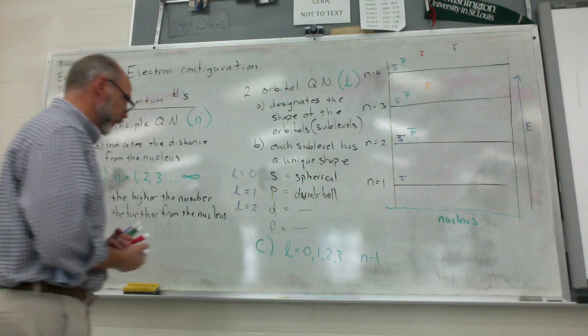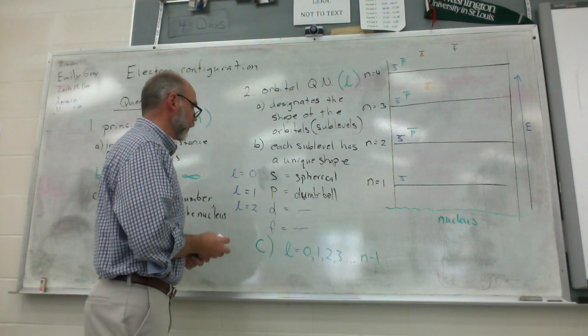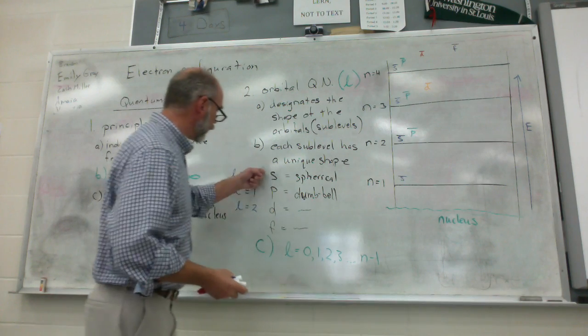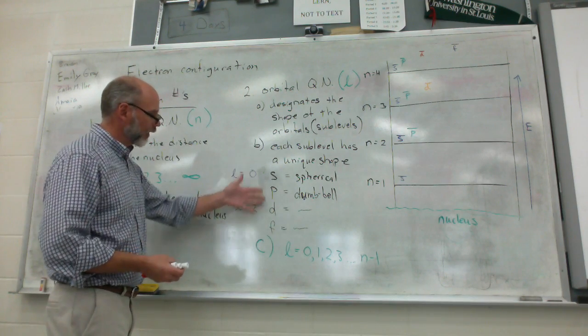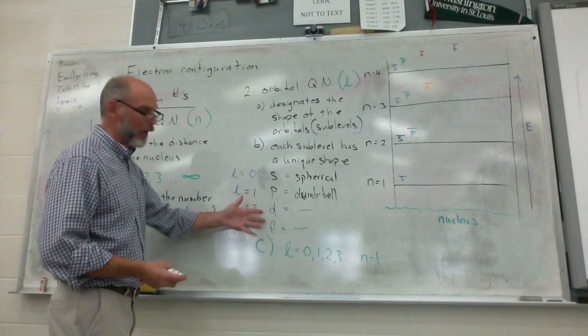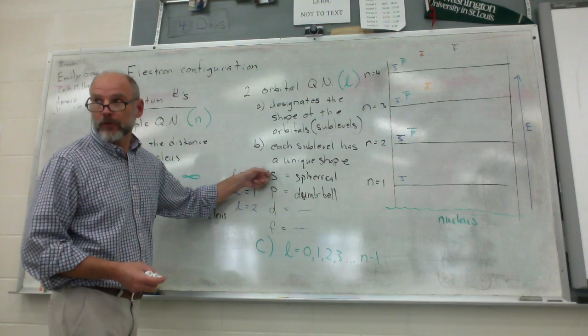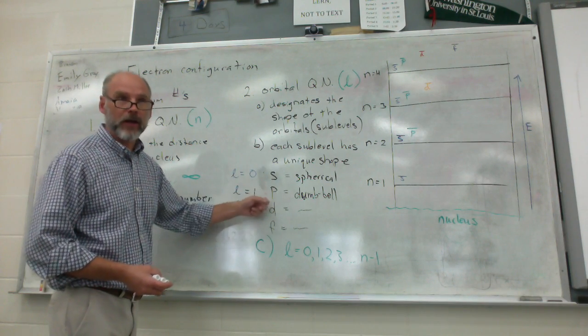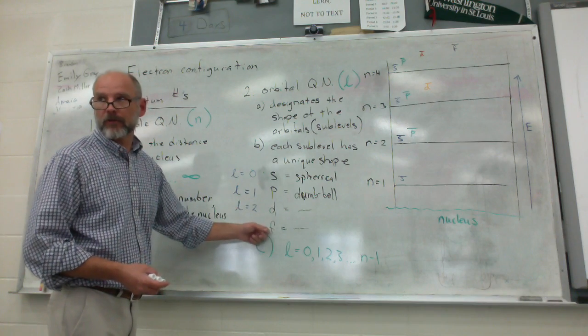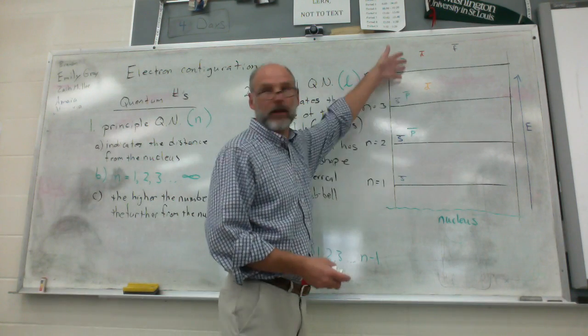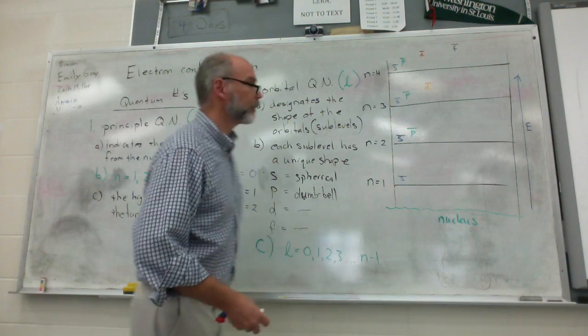As I was saying, each of these is listed, and I didn't write them that way, but the S is the lowest in energy, the P's are the next highest, the D's are next highest, and F's are highest. And you can kind of see that as I wrote it up here. Okay?